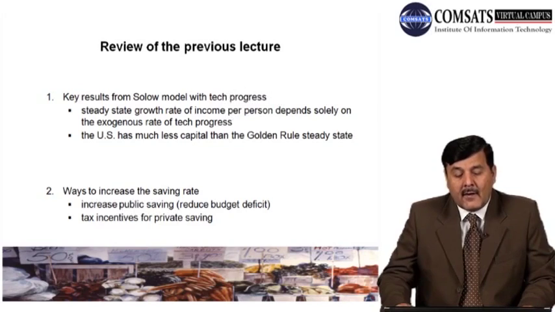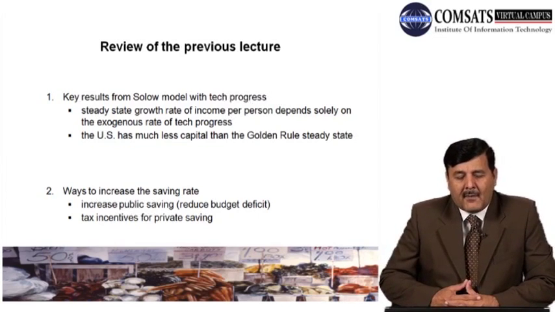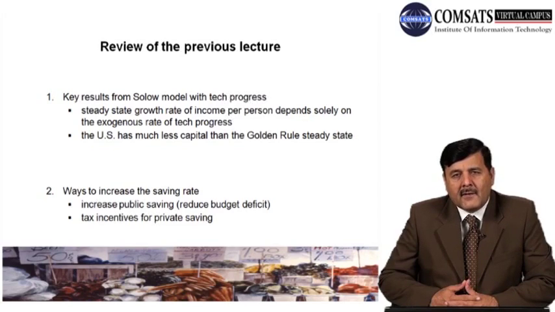Now, key results that we have seen: the steady state growth rate of income per person depends solely on the exogenous rate of technical progress. Moreover, we have also learned that the US has much less capital than the golden rule steady state. So with the example, we also proved last time, humne sabit kiya tha ki United States mein jo capital hai bahut kam hai, which is required at the golden rule steady state. And we have also discussed the different policies which governments can adopt in order to increase capital, in order to increase per capita income in the countries.